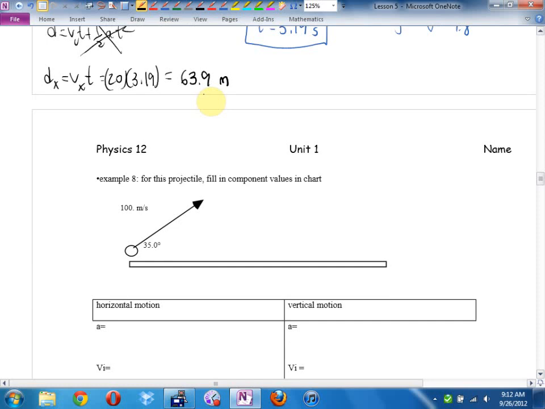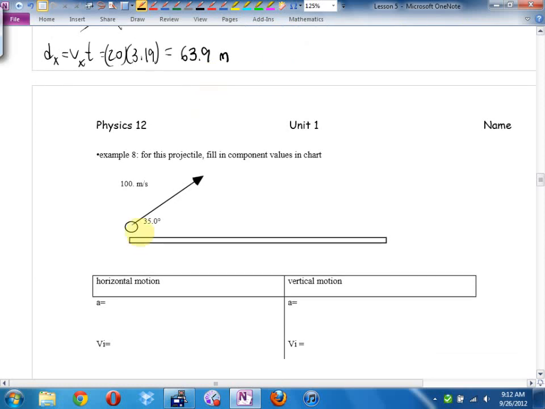Example 8. At an angle from the ground. What do we do if we're at an angle from the ground? The answer is we don't deal with it. We break it into components. I'm traveling at 100 meters per second at an angle of 35 degrees. I am not going to use that 100 to solve anything. I'm going to break that 100 into its components, and I'm never going to use it again because nothing that I have is at an angle. My accelerations are all vertical or horizontal, so I'm going to break it up into components.